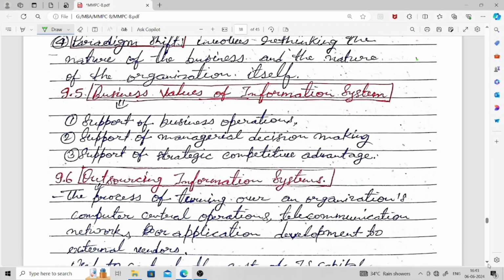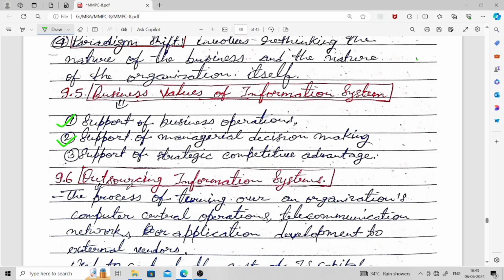So, business values of information systems. How is an information system valuable to the business? The first thing given is support of business operations. It means information systems support business operations. Second, support of managerial decision making. It means information systems help managers in decision making.